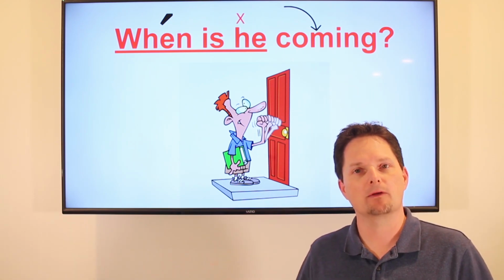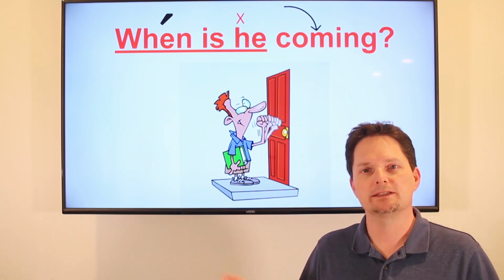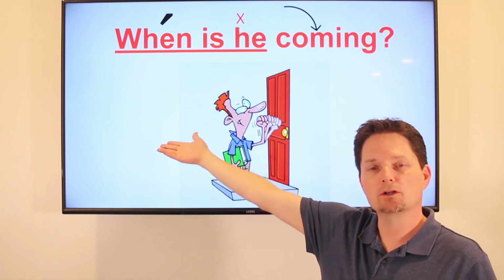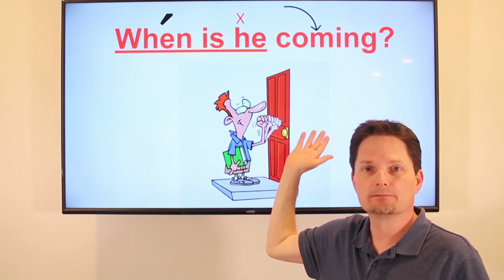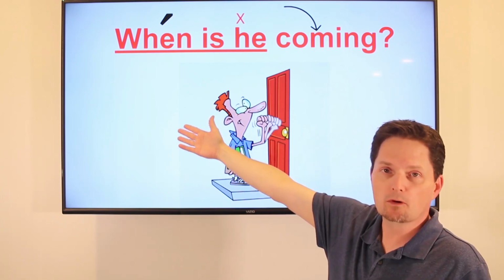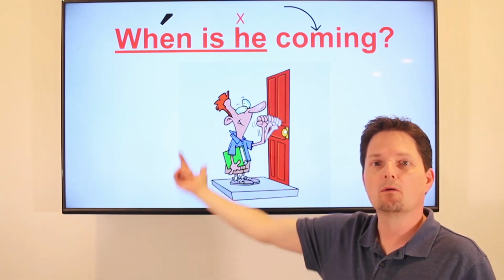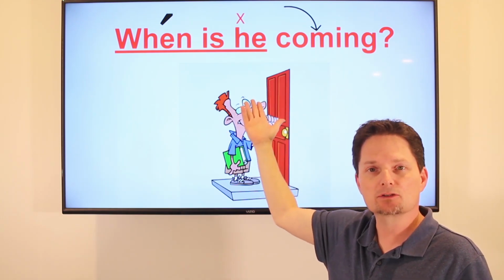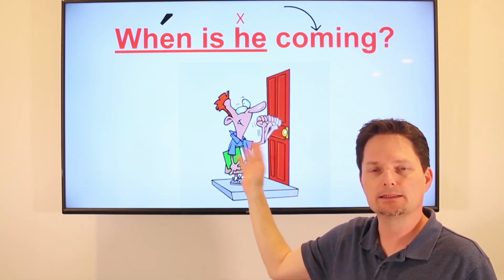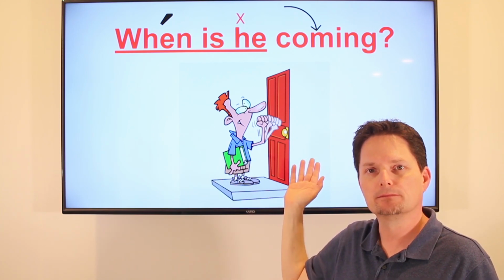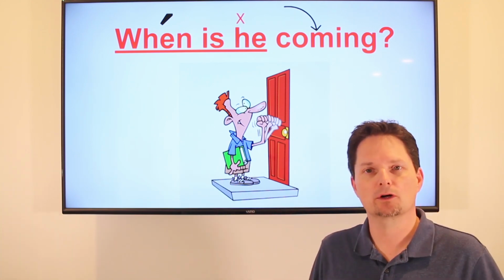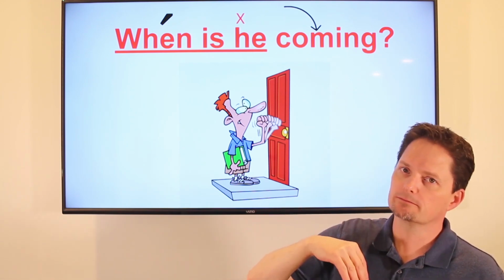Example, when is he coming? We don't say it like that. We link the words together. We have two pronunciations, one with no contraction. When is he coming? When is the important word. Stress when. He is not important, so the H is silent. Is he? When is he coming? Intonation goes down at the end. It's an information question.